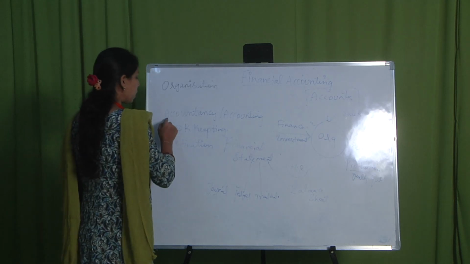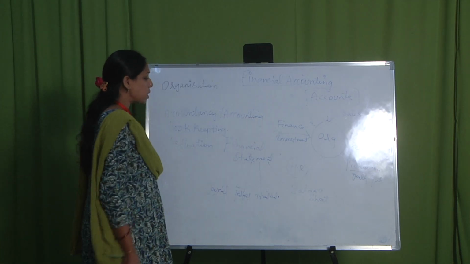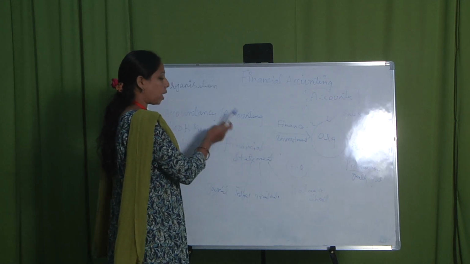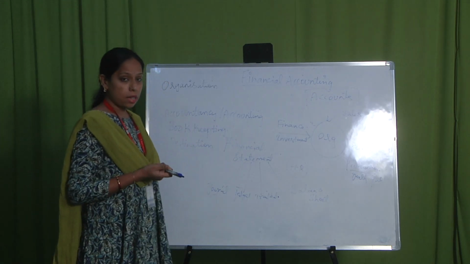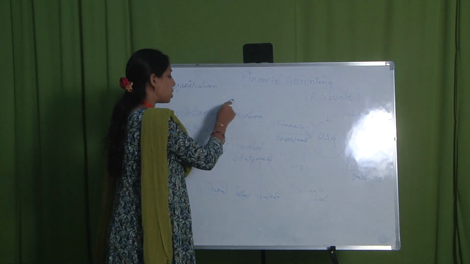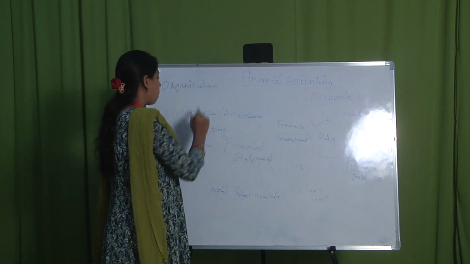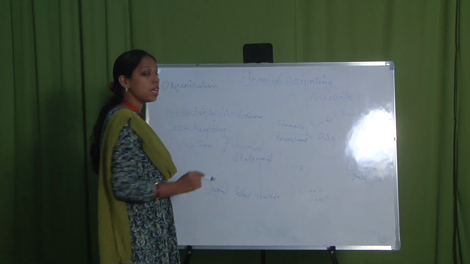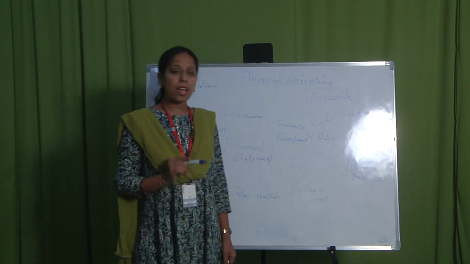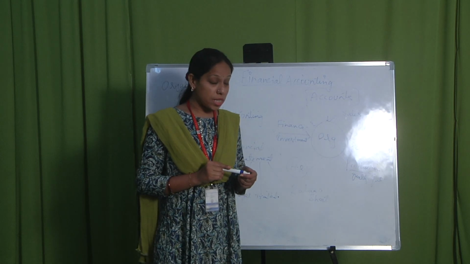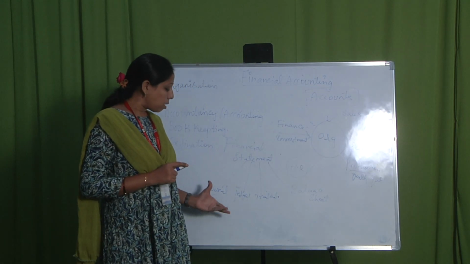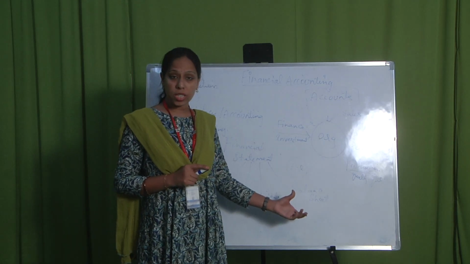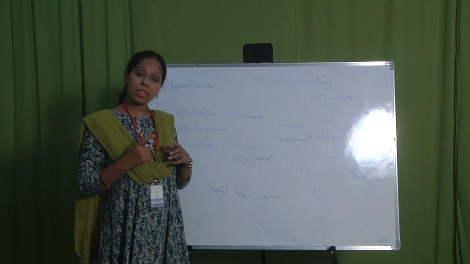Coming to accountancy and accounting: when we pronounce these two words, they look similar, but there is a difference between the two terms. Accountancy gives us the theory knowledge of accounts. Theory knowledge of accounts means, as I just said, to prepare the journal entries, ledger, trial balance and balance sheet statement, we need to have theory knowledge.